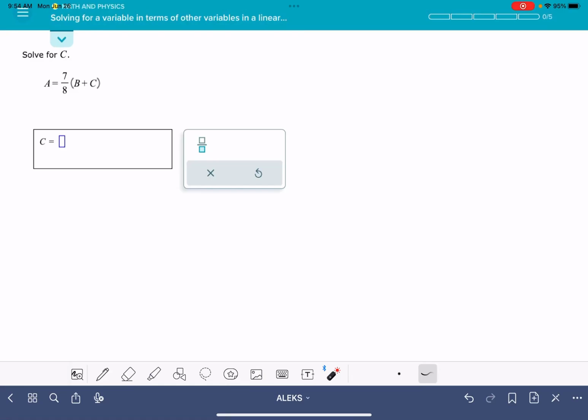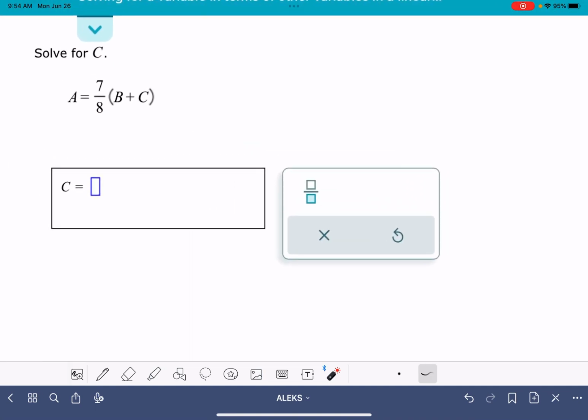In this video, I'll show you how to solve the ALEKS problem called solving for a variable in terms of other variables in a linear equation with fractions. This is going to give you an equation that has probably three variables in it. I have A, B, and C, and it's asking me in this problem to solve for C.